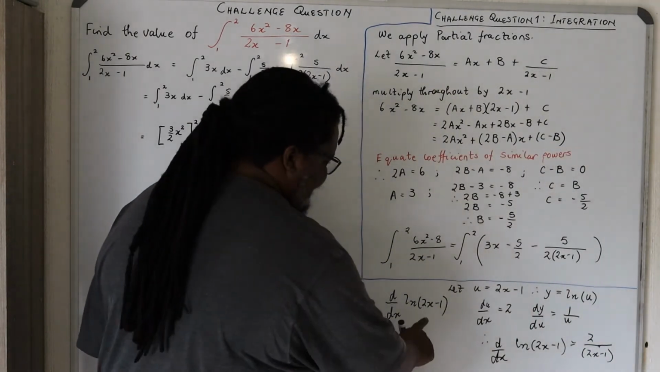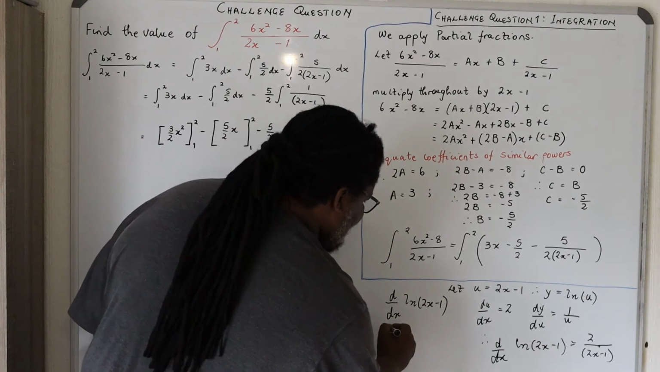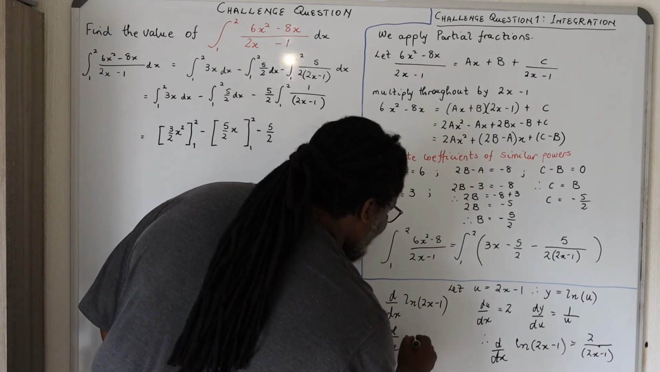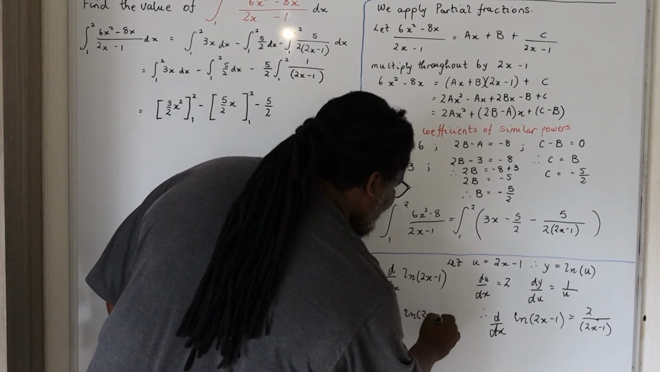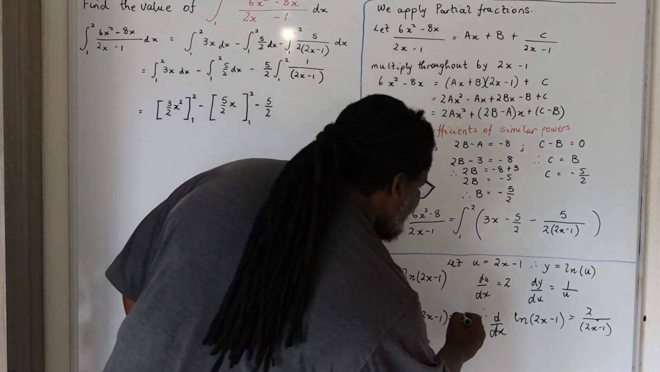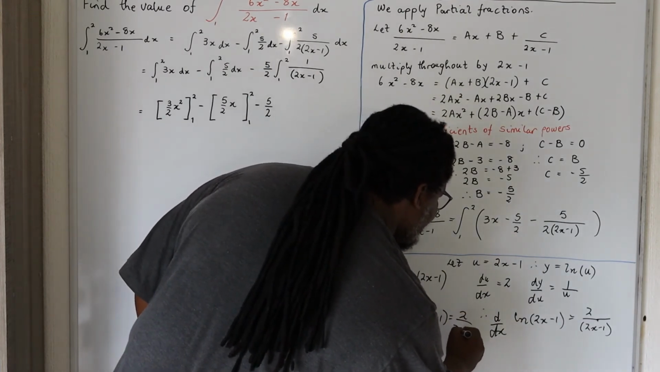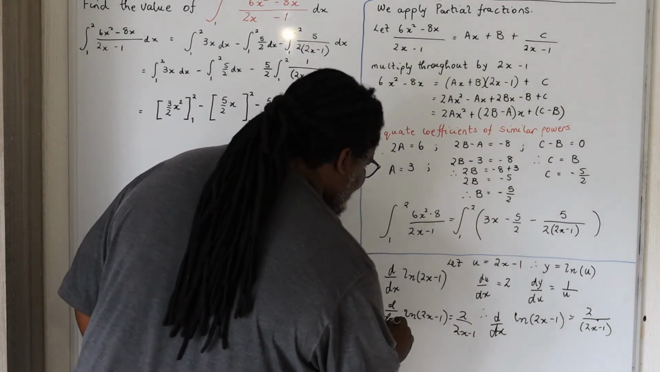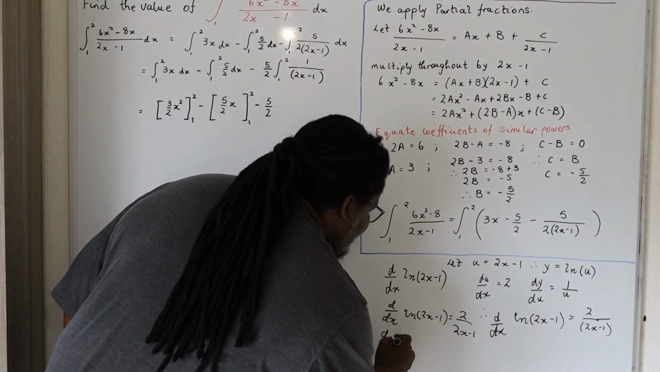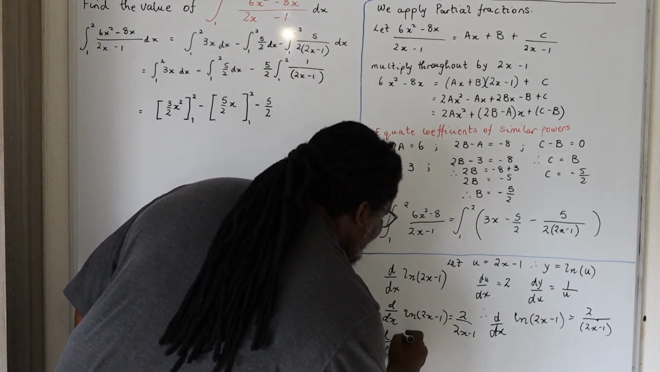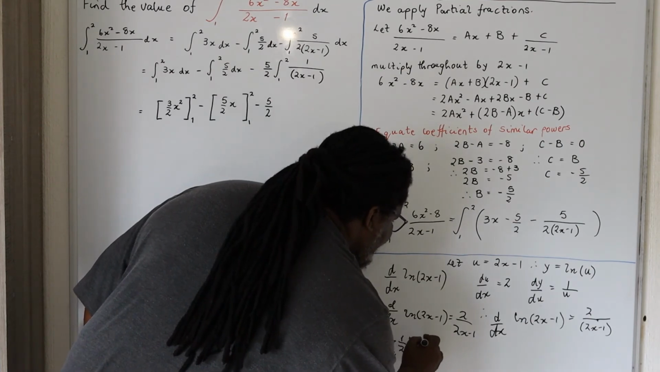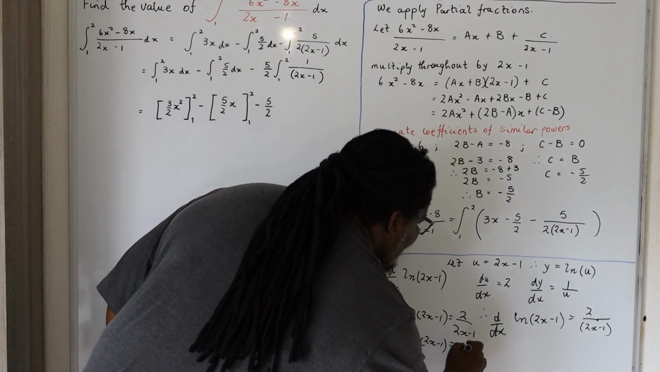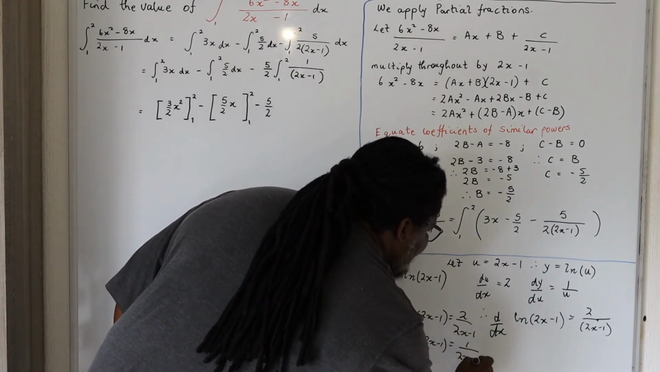So in essence, here we are saying dx of ln of 2x minus 1 equals 2 over 2x minus 1. And then if this 2 comes this side, this is as good as dx of half ln of 2x minus 1 equals 1 over 2x minus 1.